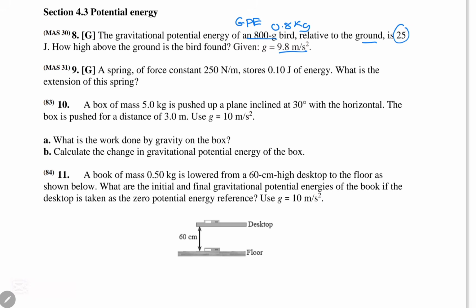They gave us g. They want us to find the height of the bird above the ground. So we know that GPE is mgh, and because it's above the ground, it's going to be plus mgh. So it's 0.8 times 9.8 times the height, equal to 25. I'll move this to the other side. I got the height to be 3.2 meters. Okay, that's it for question 8.